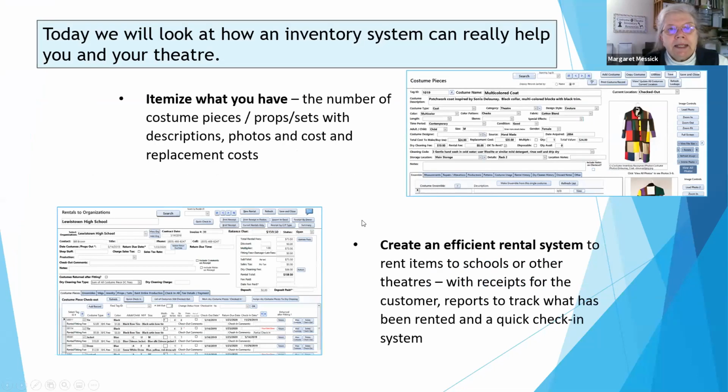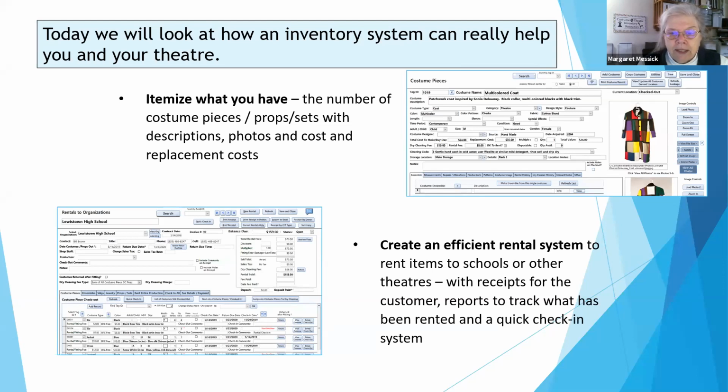All right, so today we're going to take a look at how an inventory system can really help you and your theater. First thing it does is it allows you to itemize what you have, the number of costume pieces, props, and other items with descriptions, photos, costs to make them, costs to replace them, and a lot of other details that will help you understand what you have in your collection. It also allows you to create an efficient rental system so that you can check out items to individuals of your theater family or to rent to another organization, a school or another theater or a church organization.